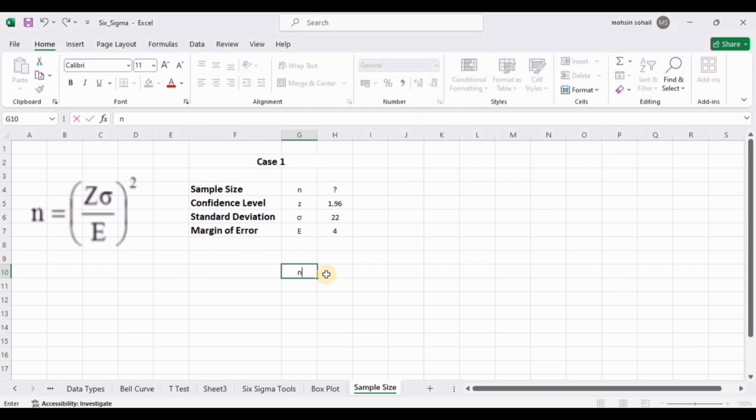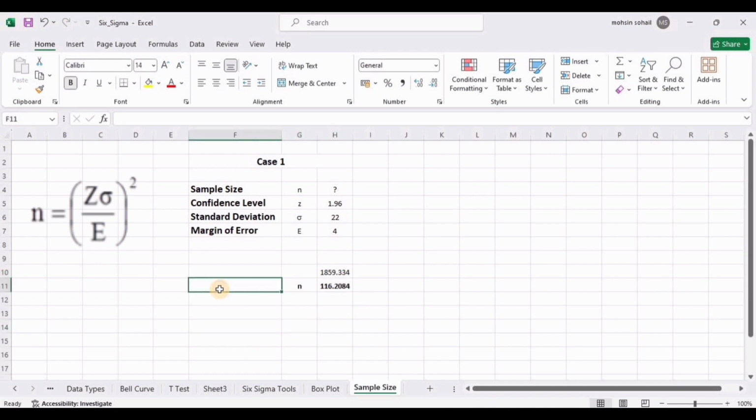We need to calculate n, and if you see the formula, we have to multiply z squared and sigma squared. So value of z is 1.96, it's raised to power 2, and we should multiply it with sigma squared, and sigma squared value is 22 raised to power 2, and here is the value. And now let's divide it by E squared value. So I am selecting this, divided by value of E is 4 raised to power 2, and here is our sample size. So guys, that's how we calculate the sample size.